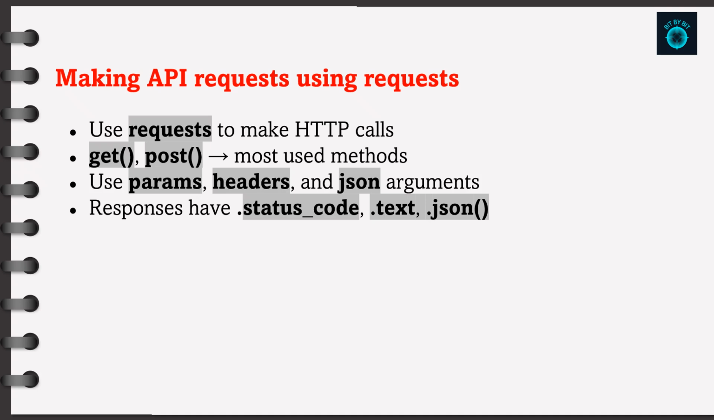The response we get back from the API includes useful information. Status code tells us if the request was successful. For example, 200 means OK. Text gives us the raw response body as a string. JSON converts the response body into a Python dictionary if it's JSON data. Let's look at a full example that uses all of these in action.